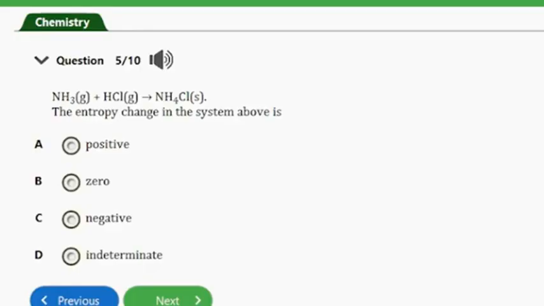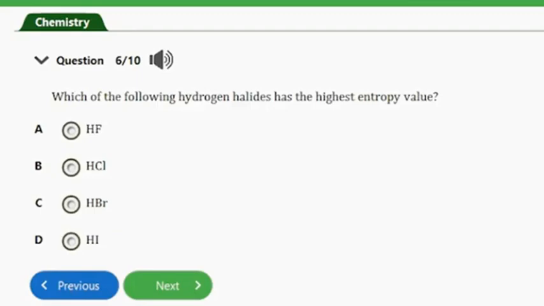from gas phase to solid phase. So definitely there shouldn't be more disorderliness. So the measure of the disorder or randomness in this reaction is actually going to be negative, since it's becoming more ordered into a solid form. I just hope you guys understand this. So that's the answer to this question here, guys, and it's option C, negative. So let's consider the next question.